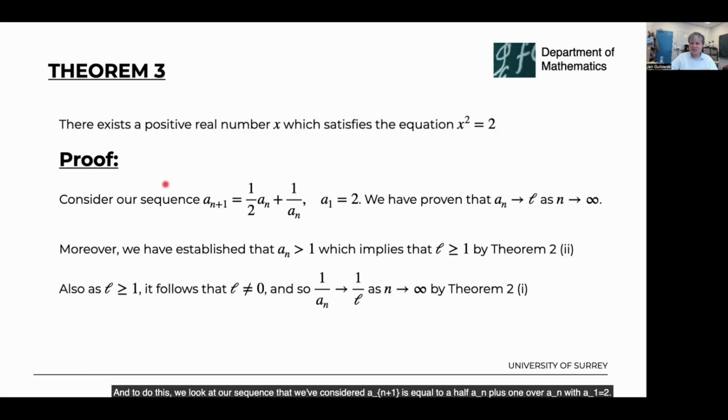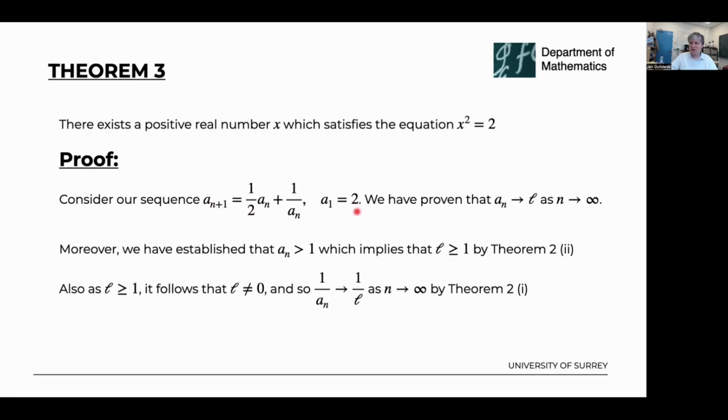To do this, we look at the sequence that we've considered: a_{n+1} is equal to a half a_n plus 1 over a_n, with a_1 equal to 2. We've already proven in the previous proposition that a_n tends to some limit L as n goes to infinity. We've also established a lower bound for a_n: a_n is strictly greater than 1. And that implies that L, the limit, is going to be greater than or equal to 1 by theorem 2, part 2.